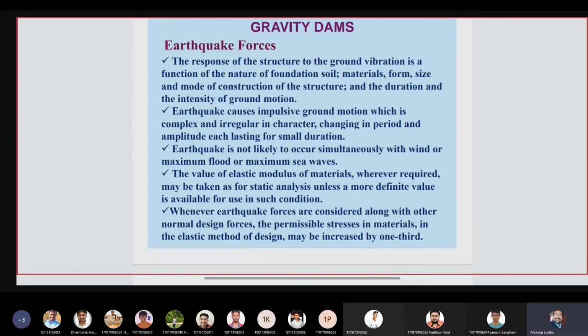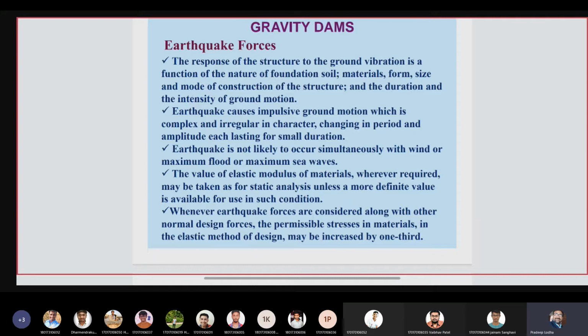I'm just narrating that an earthquake is not likely to occur simultaneously with wind or maximum flood when we are combining these forces, so we do not consider it. The value of the modulus of elasticity can be taken for the hydrodynamic analysis also.